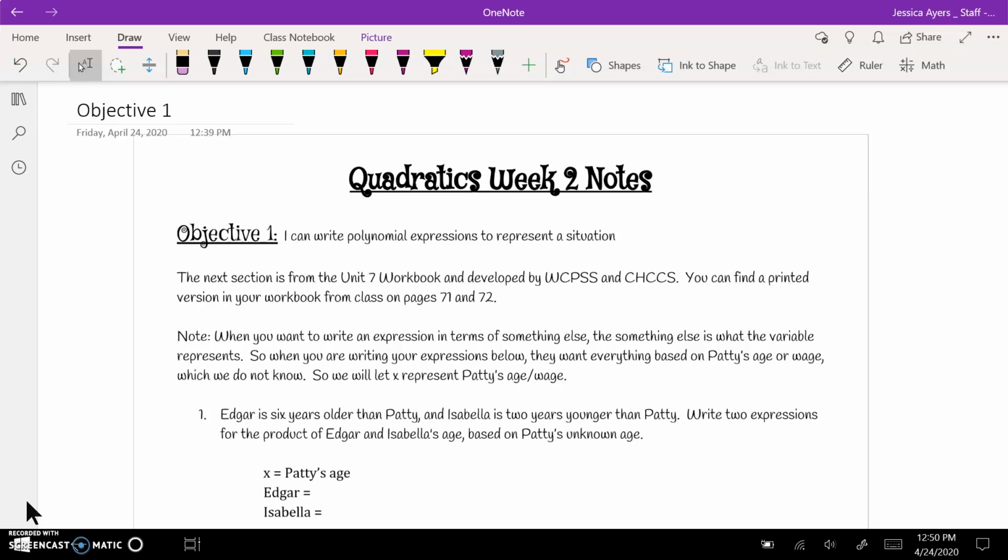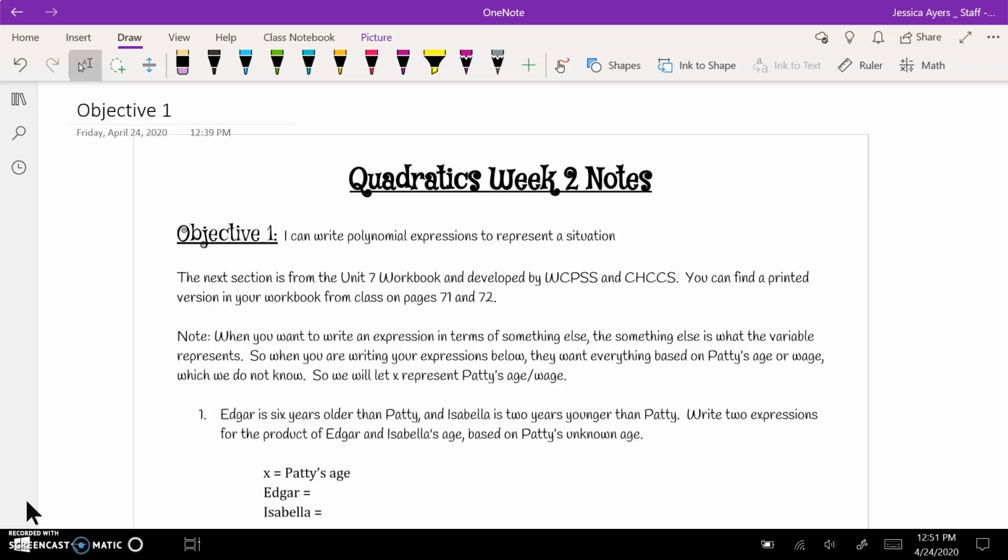So objective 1 of this week says that I can write polynomial expressions to represent a situation. So this section I'm about to do is in your workbooks from when we were in school, like, forever ago, but I've also just kind of put it in here. So if you want to complete this in your workbook, it will be on pages 71 and 72.